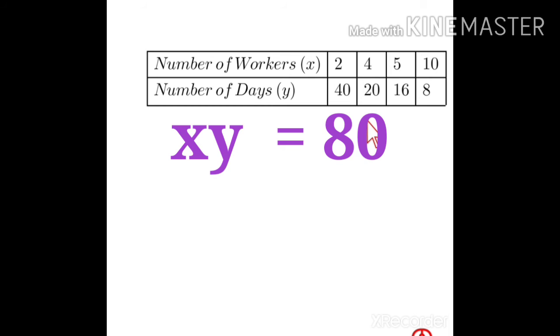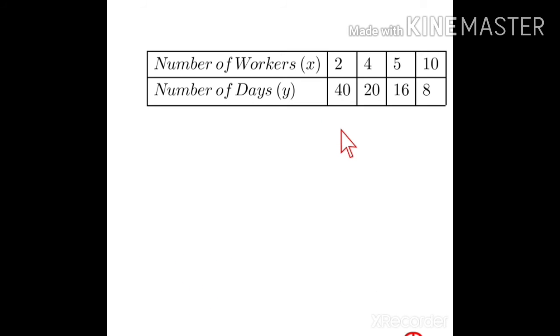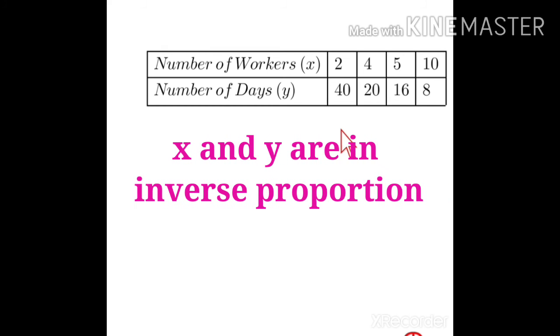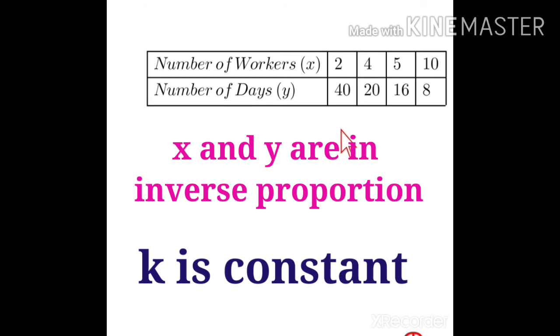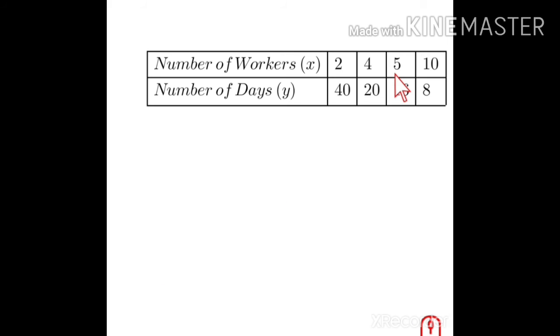We can take the constant value as k, and it can be expressed as xy equal to k. So k is a constant. If y1 and y2 are the values of y corresponding to the values x1 and x2 of x respectively, then x1 y1 equal to x2 y2 equal to k. We say that y and x are in inverse proportion and k is a constant. Two quantities x and y are said to be in inverse proportion if an increase in x leads to a decrease in y.